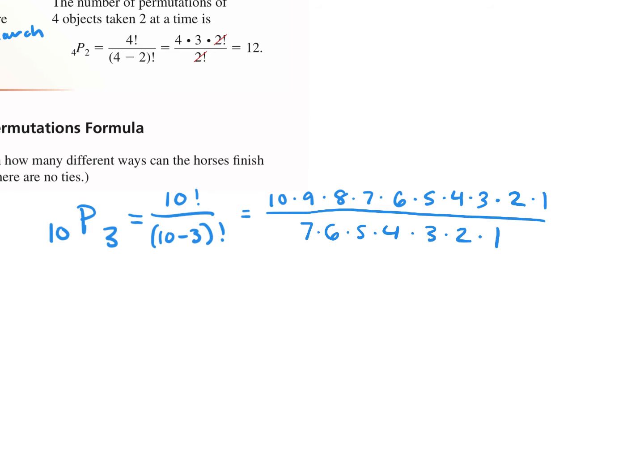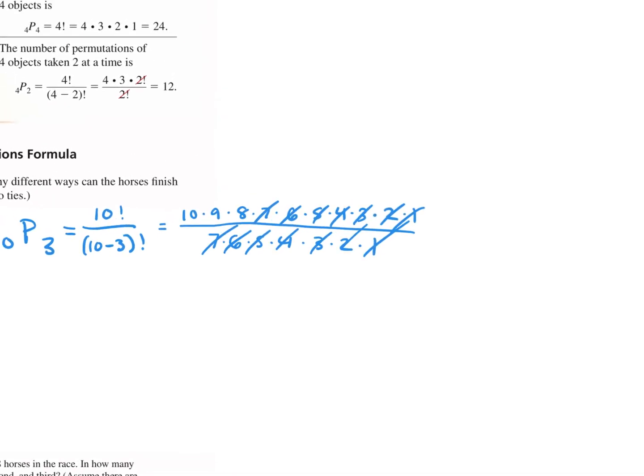So what number do we have in common on the top and on the bottom? 7, 6, 5, 4, 3, 2. 7, 6, 5, and everything after that. 4s, 3s, 2s, and 1s. So what are we left with? 10, 9, and 8. 10 times 9 times 8.